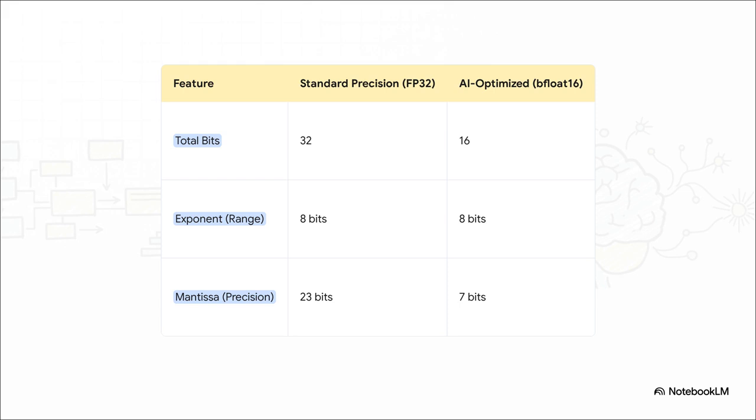They kept all 8 of the exponent bits. That's what controls how big or small a number can be. But they slashed the mantissa bits, which controlled the precision, like the digits after the decimal point. It was a very strategic sacrifice.